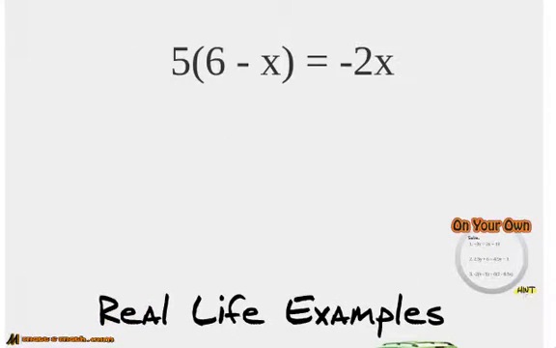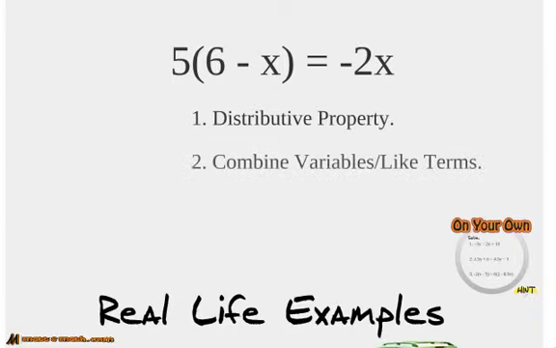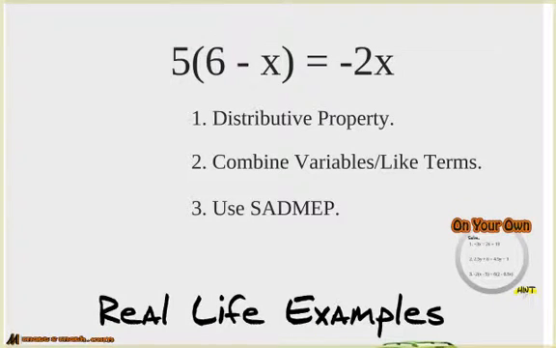Okay, what about this one? This one's a little different because you've got the distributive property, and that's what you have to do first. Okay, so if you have the 5 on the outside, definitely do 5 times 6 and then 5 times x. Then you're going to combine like variables and use SADMAP. So let's finish this guy out. We've got 5 times 6 and 5 times x. So this becomes 30 minus 5x equals negative 2x.